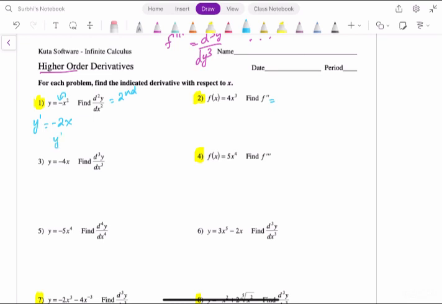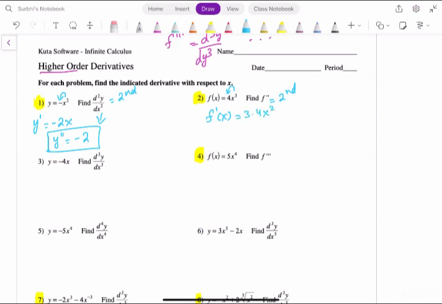So for number one, they are asking for the second derivative because it said d squared over dx squared. So I know the first derivative is negative 2x and the derivative of the derivative is nothing but negative 2. For finding the second derivative, we are taking the first derivative as our function, right? And then we are finding the second derivative.